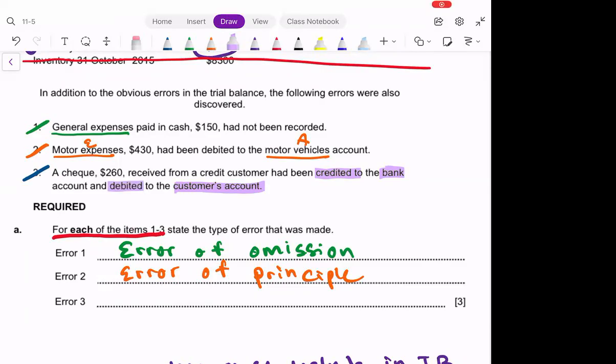So this is what error? Error of complete reversal. Debit goes to credit, credit goes to debit. Remember, for correction of the complete reversal, the amount must be times 2. So your customer will be plus or minus? Our customer will be minus, right?